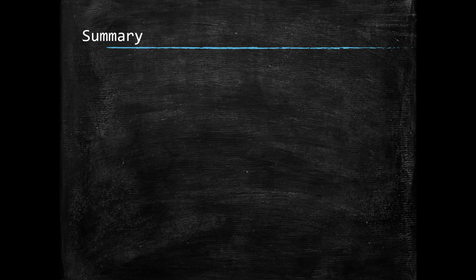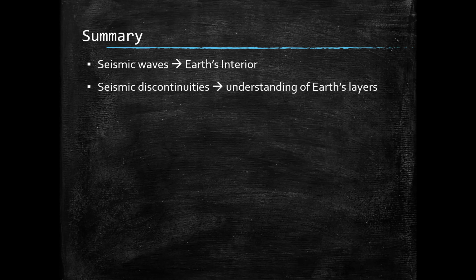So we covered a lot of territory in Chapter 7. We learned about seismic waves and how we use them to study Earth's interior. We learned how we use seismic waves to identify discontinuities, changes in the layers of the Earth. As we go deeper into the Earth, we identified 2 discontinuities, the Moho discontinuity at the base of the crust and the Gutenberg discontinuity at the base of the mantle.